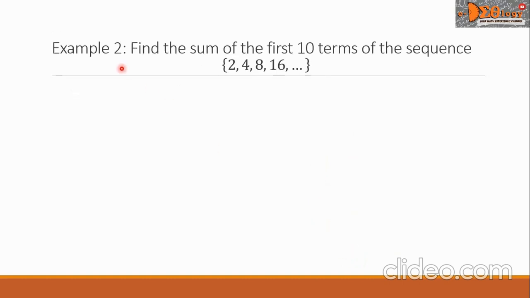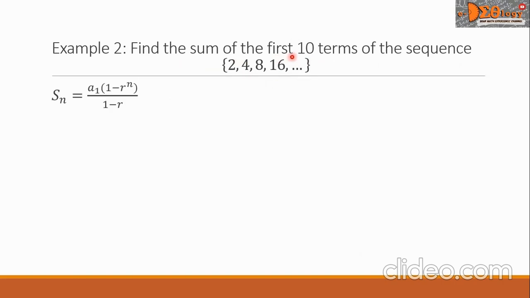Let us have example 2. Find the sum of the first 10 terms of the sequence. First term is 2, second term 4, third term is 8, fourth term is 16, and so on and so forth.